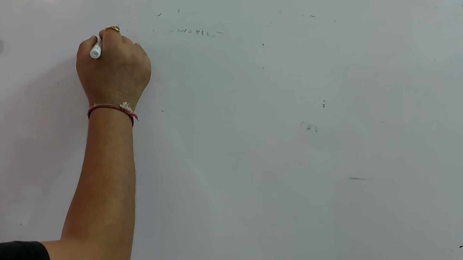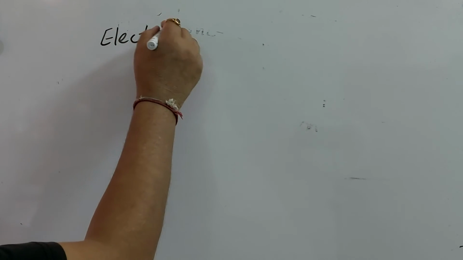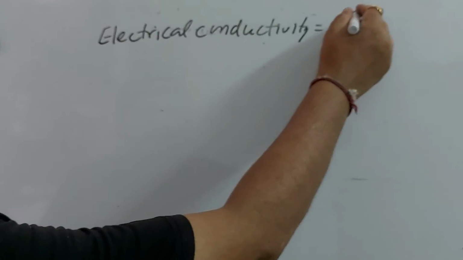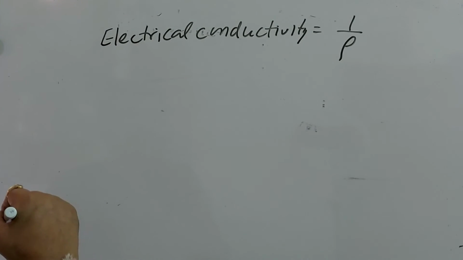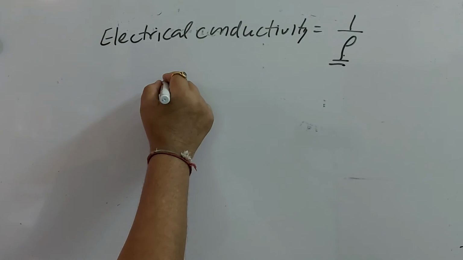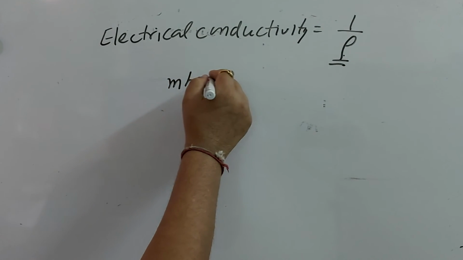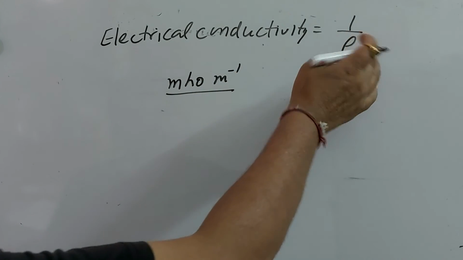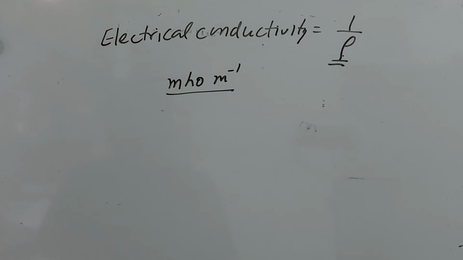One more term which is used in this is electrical conductivity. Electrical conductivity is the reciprocal of resistivity. This is 1 by rho, and the unit of this is mho meter inverse, because this is just the inverse of this. This is mho meter inverse.